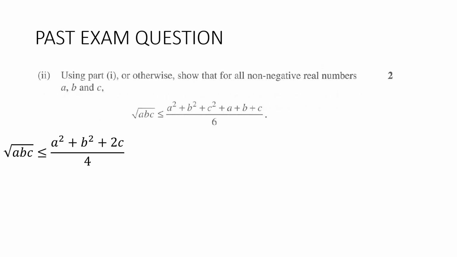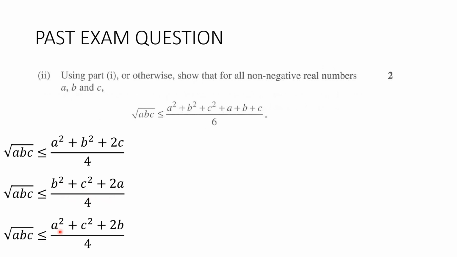Part 2. Using part 1 or otherwise, show that for all non-negative real numbers a, b and c, the square root of abc is less than or equal to (a squared + b squared + c squared + a + b + c)/6. Okay, so using this part here. Now we want to introduce a c squared. So I'm going to do 3 versions of this. The one where it's a, b and c, and then the one where it's b, c and a, and the one where it's a, c and then b. Okay, so I've just done different substitutions there.